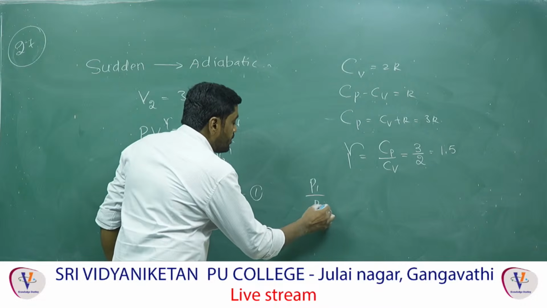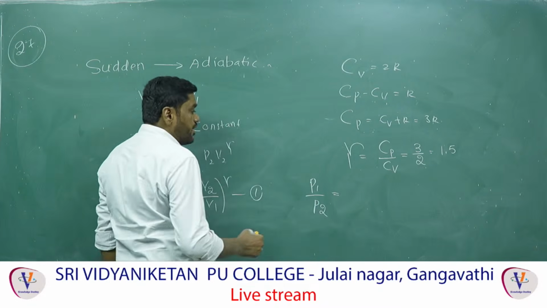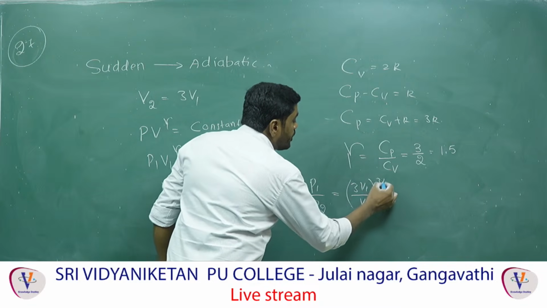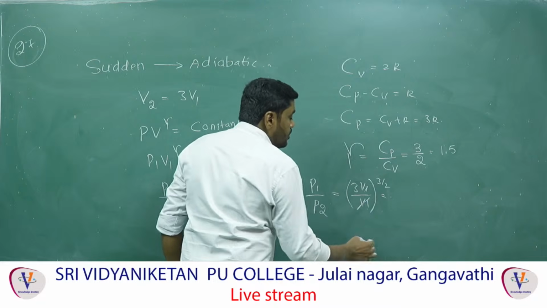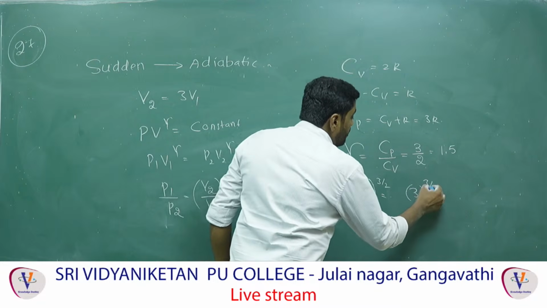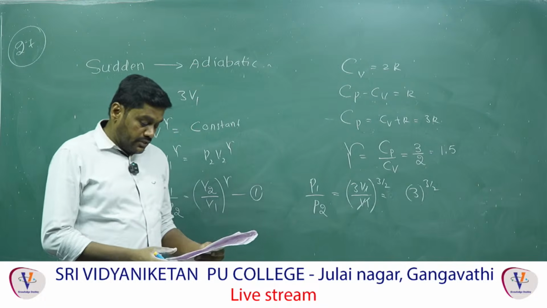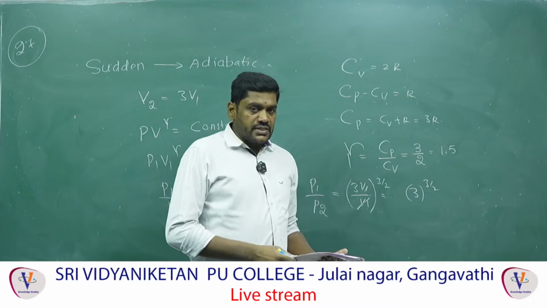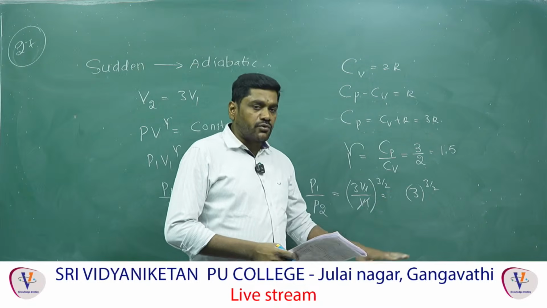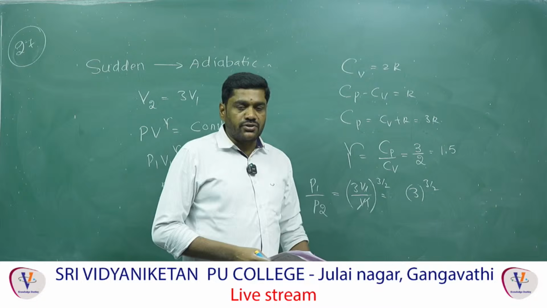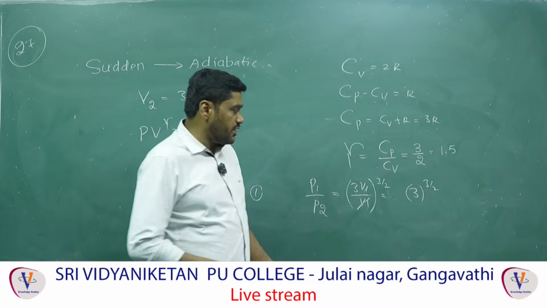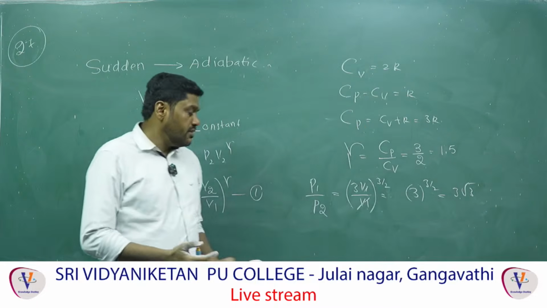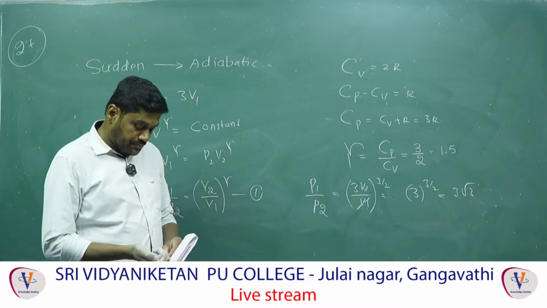Therefore, P1 by P2 is equal to V2 by V1, that is equal to 3 V1 by V1 whole power 3 by 2. So V1 and V1 cancel. Therefore, 3 whole power 3 by 2. Solve it and you can get the answer. That is equal to 3 root 3, because 3 power 3 is 27, so square root of 27, that is 9 square into 3. Therefore 3 root 3 is the answer. After simplification, you will get 3 root 3 as the ratio between initial and final pressure.